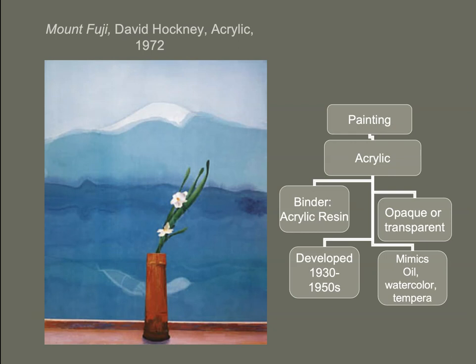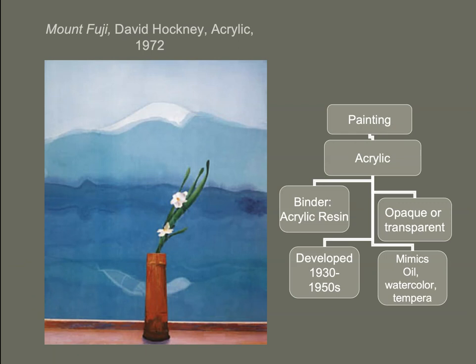This is Mount Fuji by David Hockney from 1972. We're actually seeing the two different techniques being used here. He's used a more thin, translucent acrylic in the background. It almost looks like watercolor, how thin the layers look. And then in the foreground, we're seeing that paint be thicker and more of an impasto technique that's mimicking oil painting.